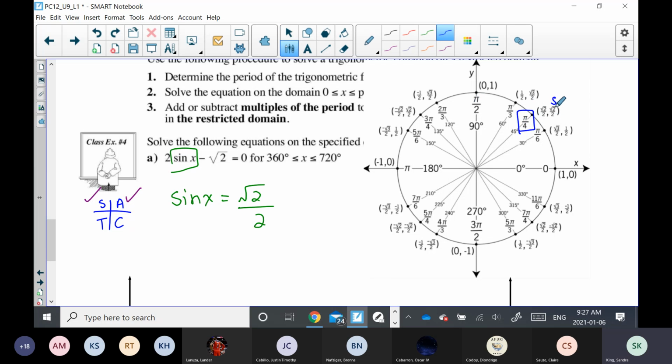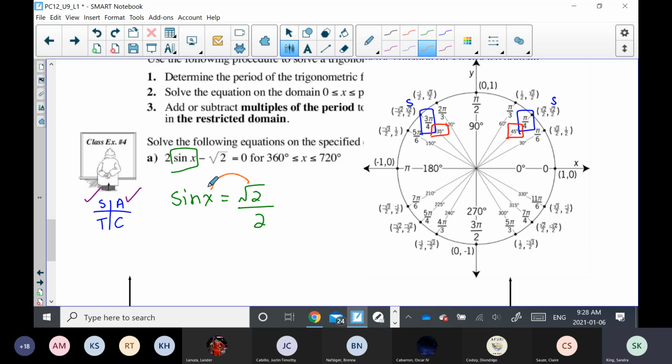Right, because that's where sine is root 2 over 2. And then if I go to quadrant 2, one of our answers is going to be 3 pi over 4. Oh, sorry, they want degrees. So for this question, my answers are going to be 45 degrees and 135. What I want to show you though is let's actually do the work for this, and let's do this algebraically.